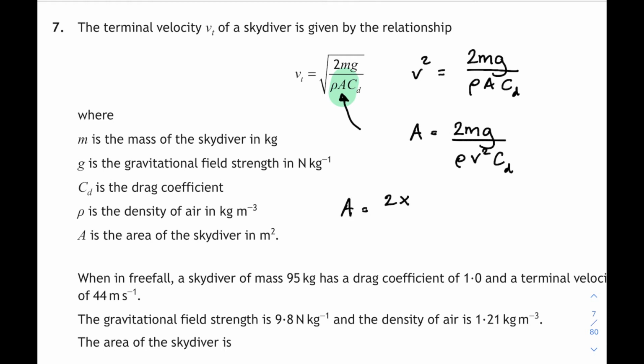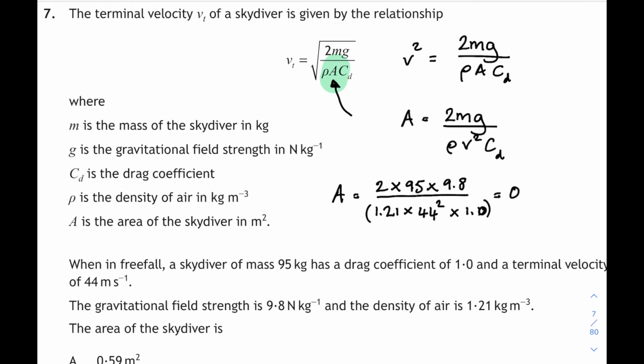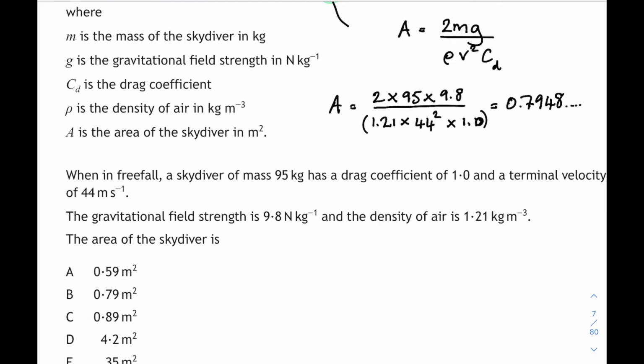So A equals 2 times the mass, which was 95, times g, which is 9.8. Yep, it's on Earth. And that's all divided by curly p, which is the density of air, 1.21, times V, which is 44, and don't forget to square it, because it's V squared, times the drag coefficient, 1.0, not 1.1, 1.0, and I would put brackets around all that in my calculator. That gives me an answer of 0.7948 on my calculator. Does that match any of the answers? Yes, it does. 0.79. It's B.